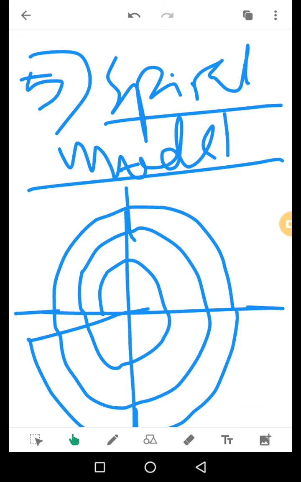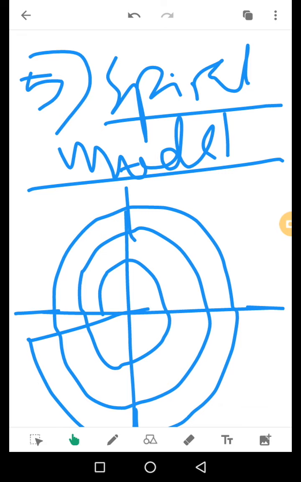Then the software is produced early in the software life cycle. So early in the software life cycle, the software is already produced. Now let's look at the disadvantages. Number 1, it can be a costly model to use. Risk analysis requires highly specific expertise. So to do the analysis of the risk, it needs highly specific expertise. Then project success is highly dependent on the risk analysis phase.